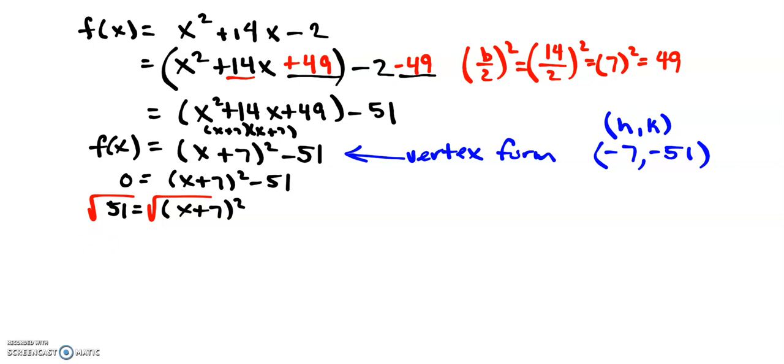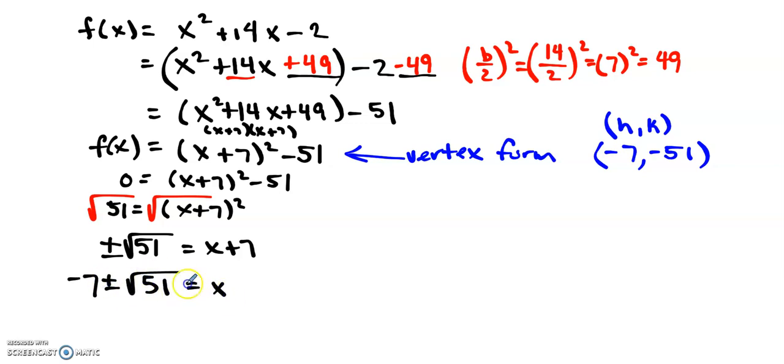We have plus or minus the square root of 51. The critical piece is the plus or minus equals x plus 7. Subtract the 7 to the other side: -7 plus or minus the square root of 51 equals x.